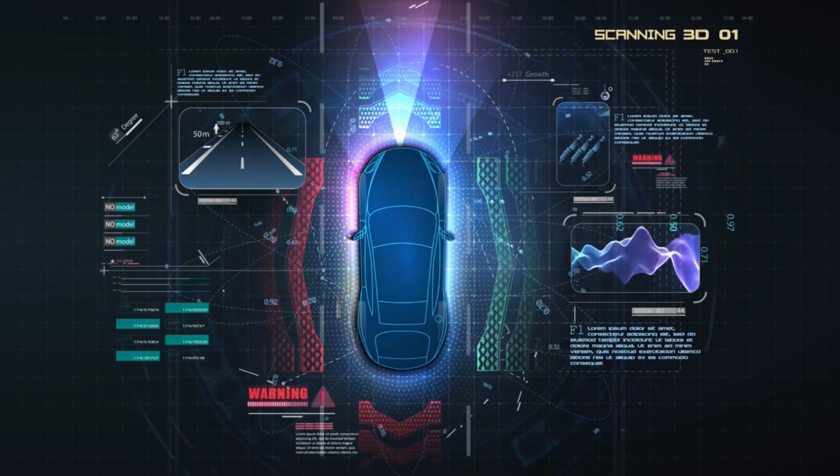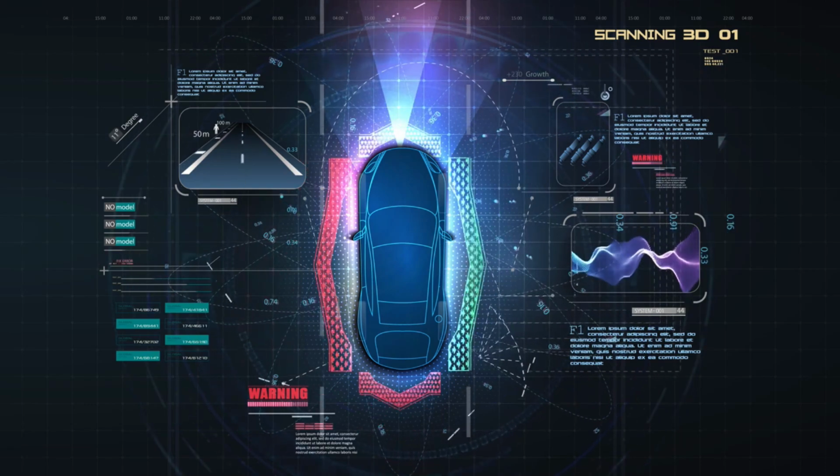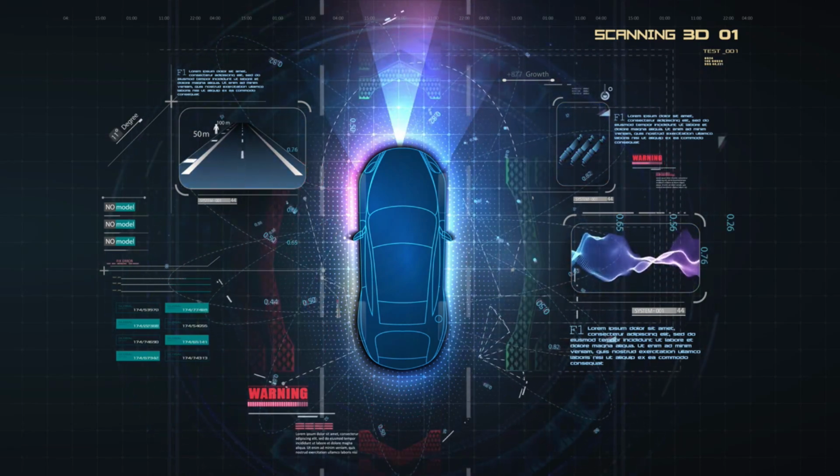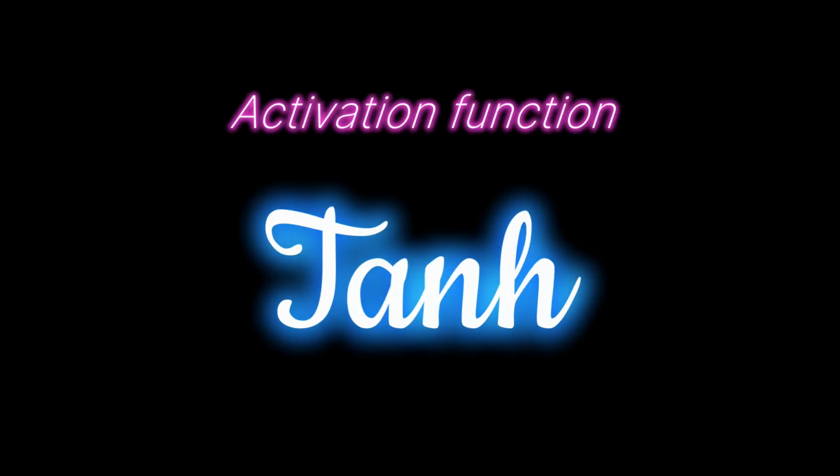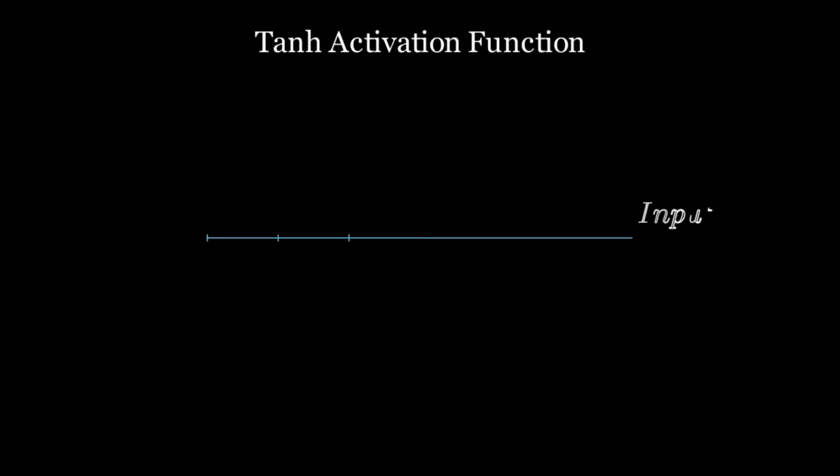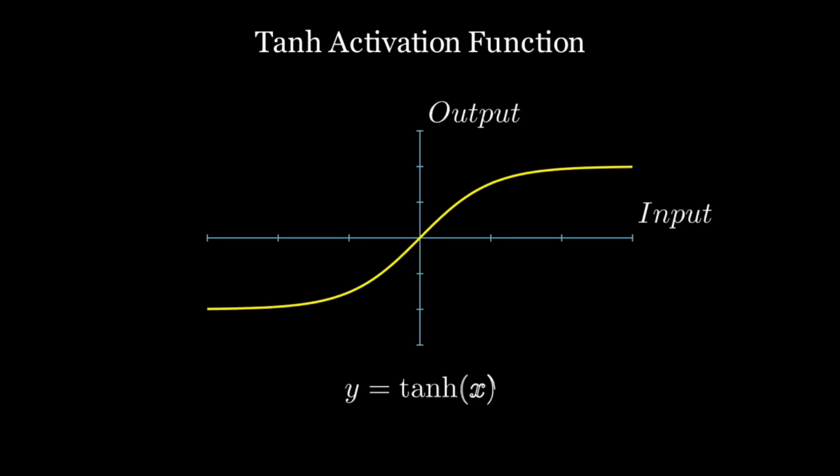But how does the network decide what to do with this value? That's where the activation function comes in. Now we're focusing on the Tanh activation function. The Tanh activation function takes the summed weights and transforms it into a range between -1 and 1. This might seem simple, but it allows the network to make more nuanced decisions.